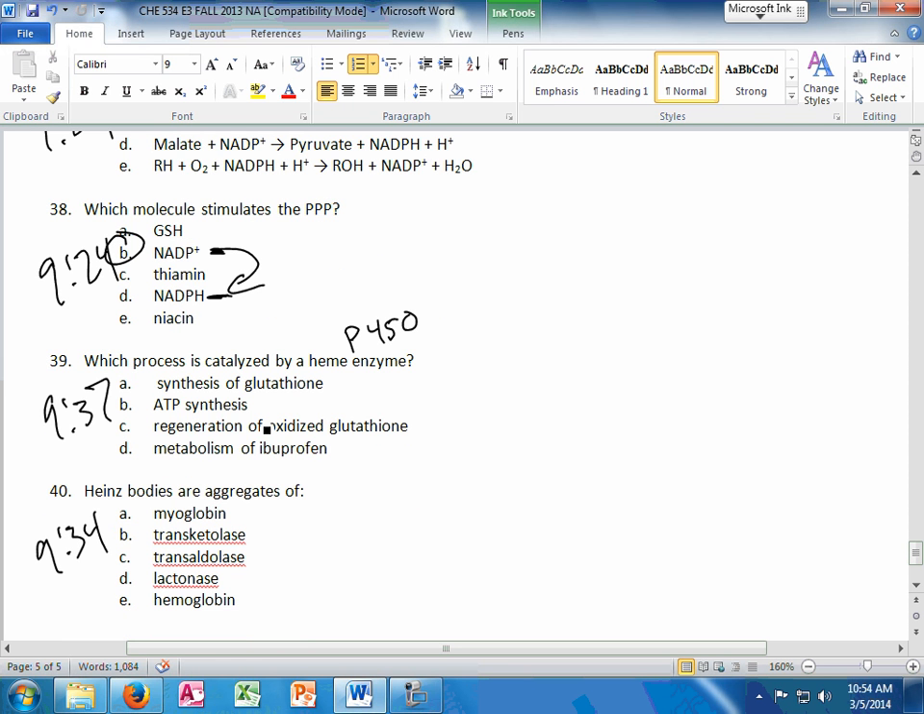This process is catalyzed by heme enzymes, talking about cytochrome P450. It's the heme enzyme that you should really know in this one, and that has to do with the metabolism of ibuprofen and xenobiotics. I don't know if this is the last slide or second to last slide, but that's where this question is coming from. And last one, another clinical question on slide 34. Heinz bodies involve red blood cells and hemoglobin.